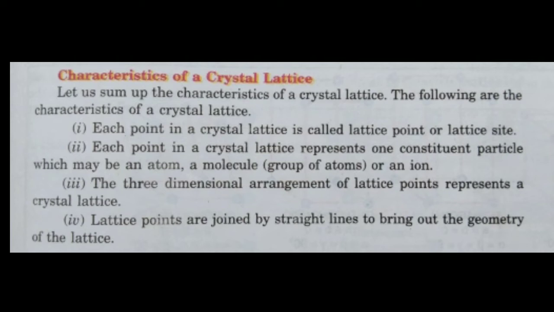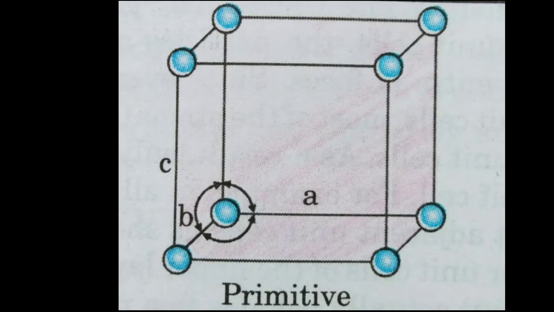Number 3, the three-dimensional arrangement of lattice points represents a crystal lattice. Number 4, lattice points are joined by straight lines to bring out the geometry of the lattice. Let us see the types of crystal system. There are basically two types of unit cells constituting different crystal systems. They are primitive unit cells and centered unit cells.